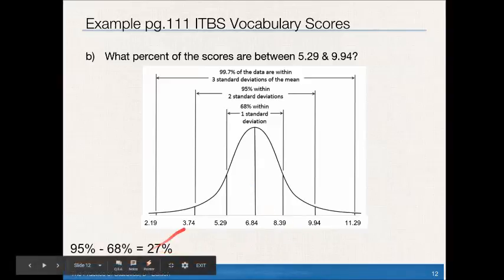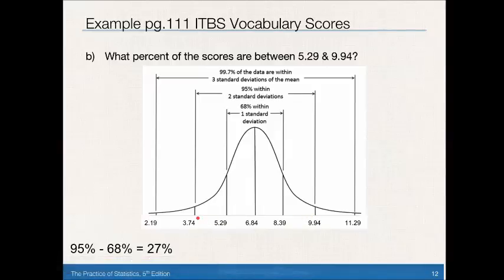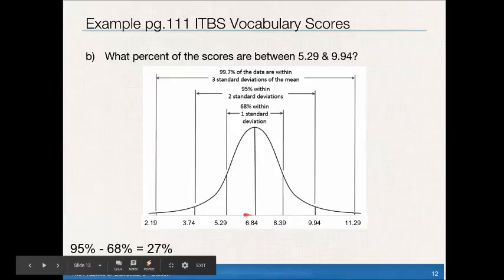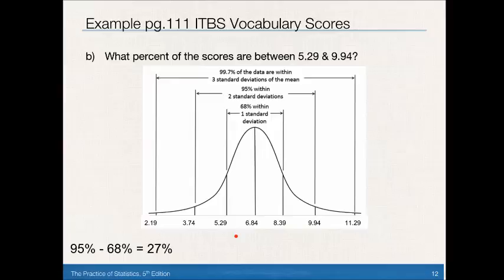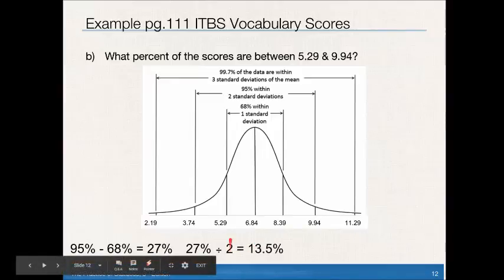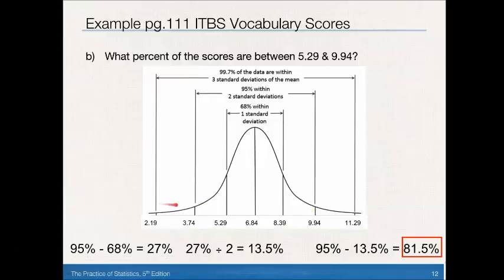And so we know that we take the 95%, which occurs between here, and we're subtracting out the 68%, which occurs from here to here. And that's about 27%. We then divide that 27% by 2, because remember, we're just figuring out how much is from here to there. And then that's 13.5%. And then we subtract that from 95%. So we're 95% there. We just figured out how much was in this region and then subtracted it off.